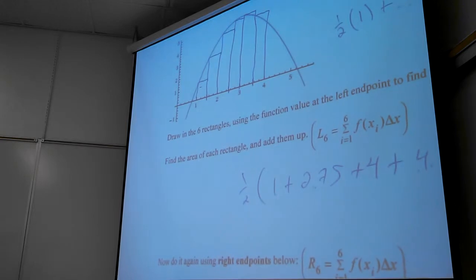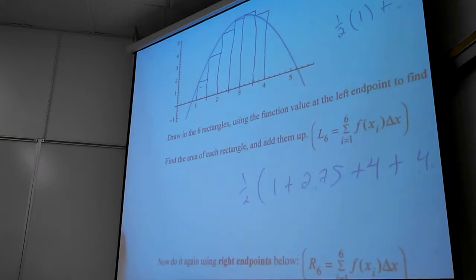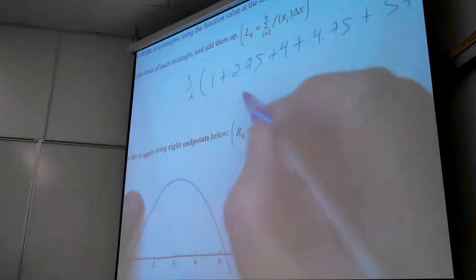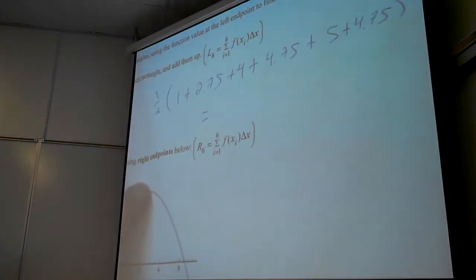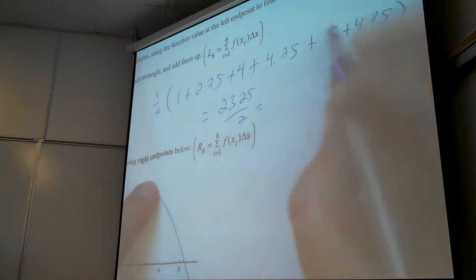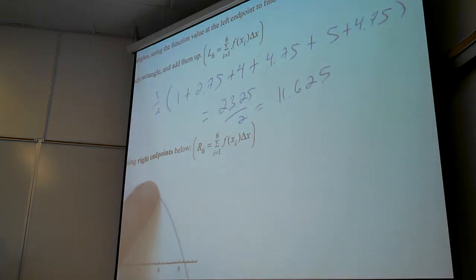So again, this is almost too simple of an idea. We've never really looked at something like this before, but it's relatively simple. It's almost too simple to trust. And then what do you get when you add all of that? 23.25 divided by 2. I got 11.875. Bunch of answers.